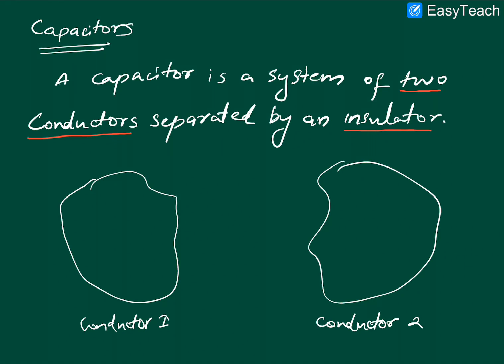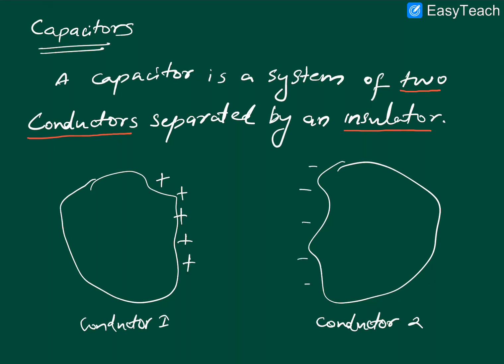Dielectric in the sense that electric field effects will be there in air. Already we discussed what is meant by a dielectric. Now let us charge these conductors simply by connecting them to a battery. One terminal of the battery you will connect to conductor 1, another terminal to conductor 2. Let us imagine that you are charging the first conductor with positive charges and the second conductor with negative charges.